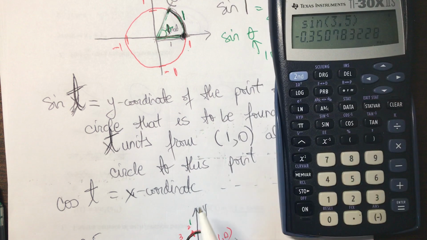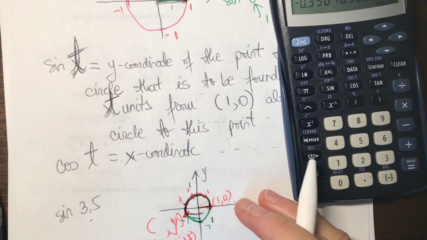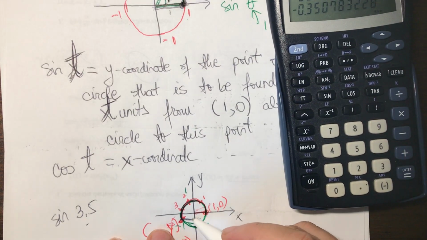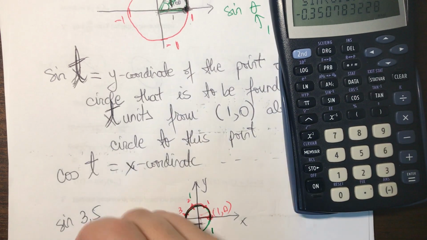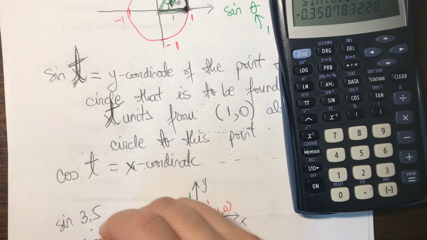So let's look at it. I have to pick the y coordinate of it. Well, that looks pretty good, right? At about negative 0.35. This is negative 1, and yeah, it kind of looks like we're about a third of the way down, below 0. What do you think cosine of 3.5 should be?